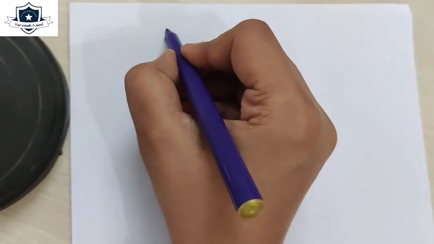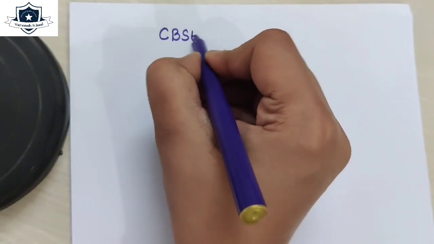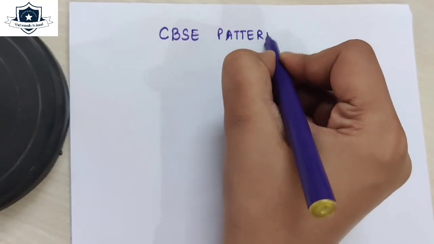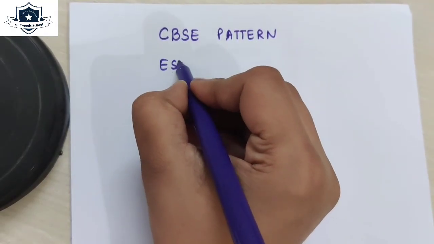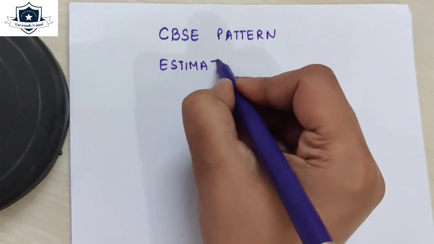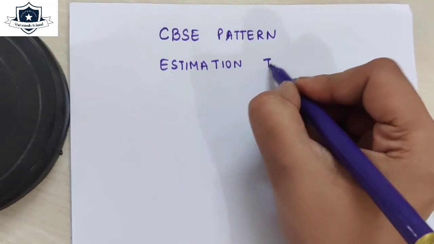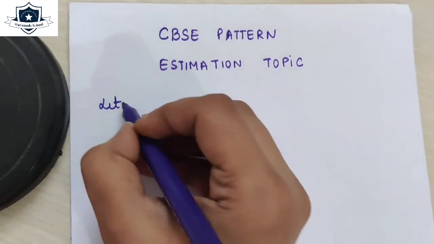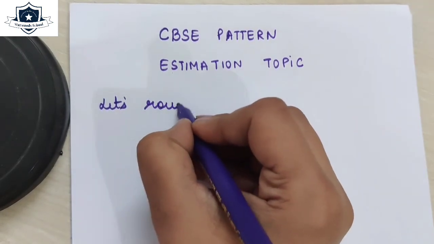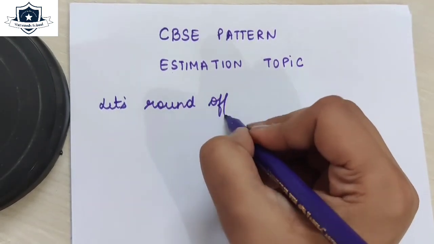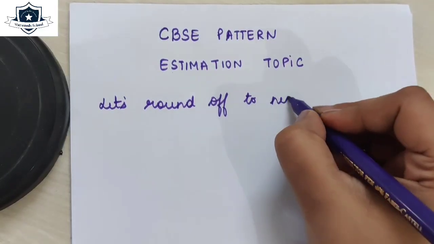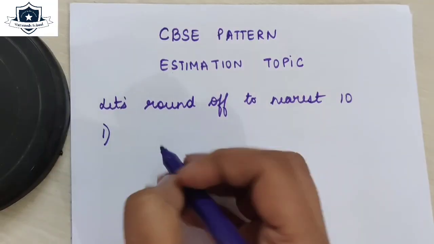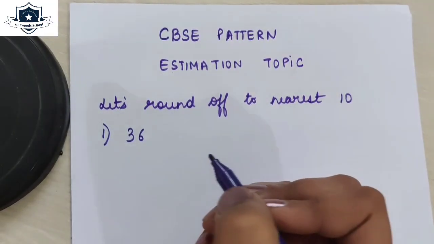Now let's take up the CBSE pattern, the estimation topic. So when we are rounding off, let's round off to the nearest 10. Our first example is 36.